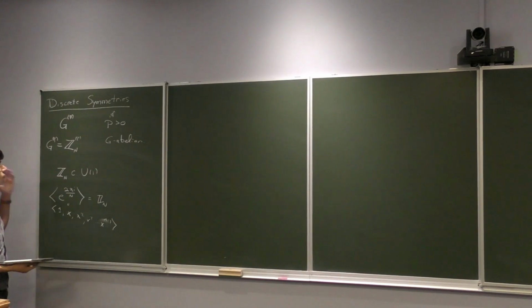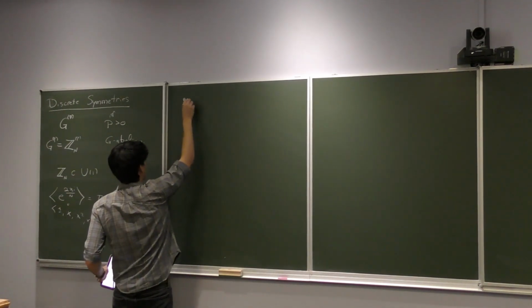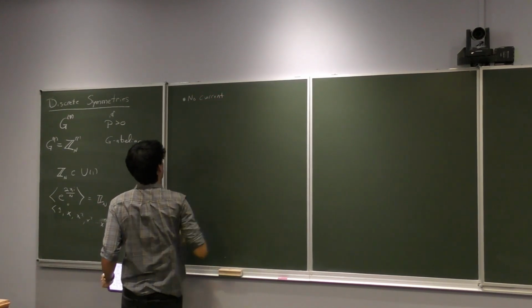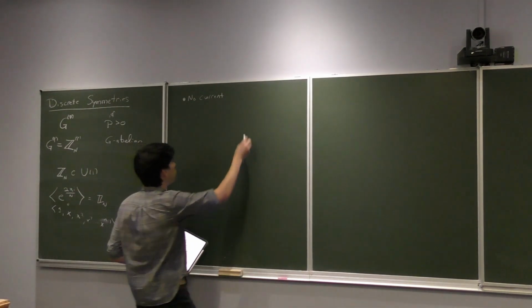Okay, so the reason why I want to talk about discrete symmetries is because all of the analysis I gave you to derive all the higher group symmetries doesn't apply. For discrete symmetries, there's generally no current. And that's essentially what we use to derive everything, so if you don't have a current, then you're screwed.